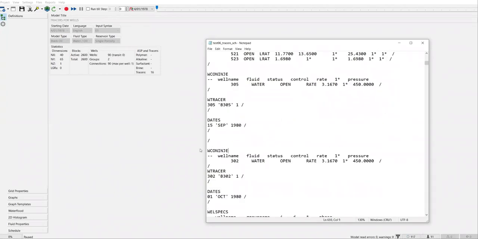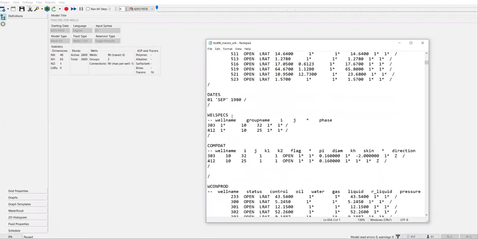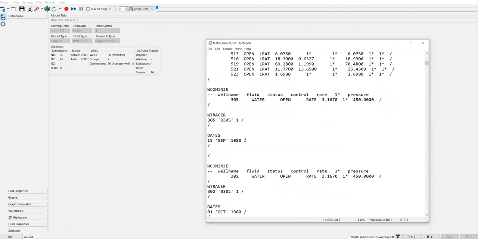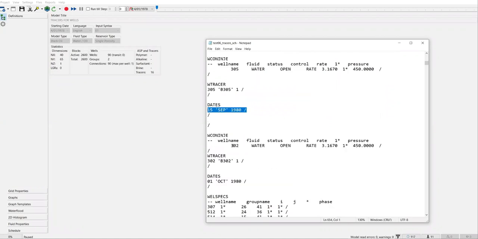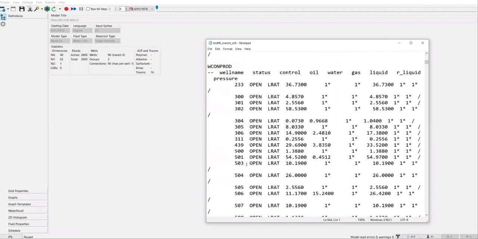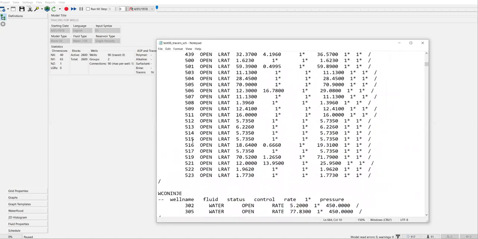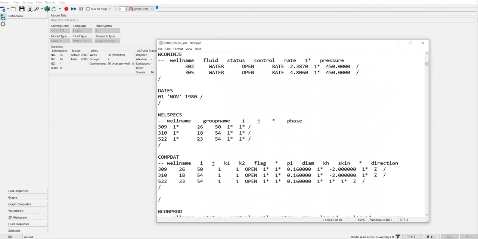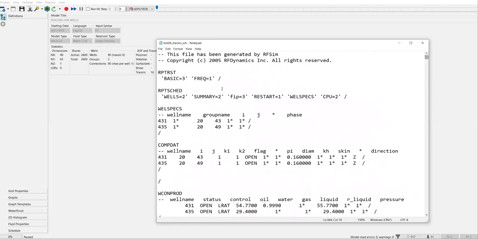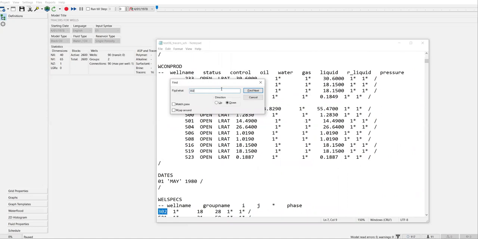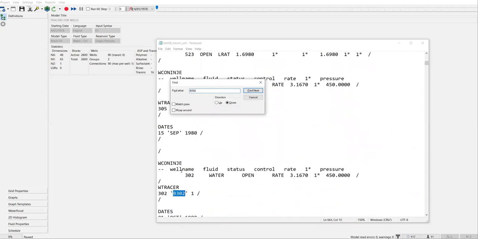All right. And we find the next well on 15 September. The first one is on 1 September, and the next one is on 15 September. I have the second well, well 302. It's also a water injection well, and I put a tracer on well 302. I put tracer B302 and the concentration is one.